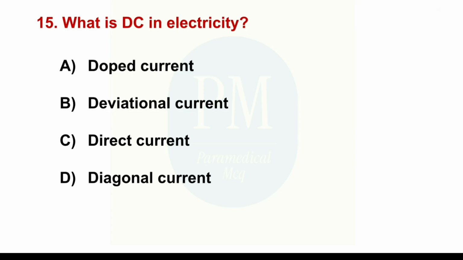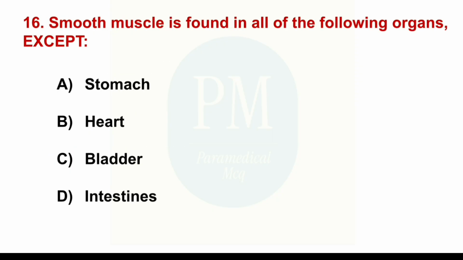What is DC in electricity? Option A. Doped current. Option B. Deviational current. Option C. Direct current. Option D. Diagonal current. The correct option is option C. Direct current.